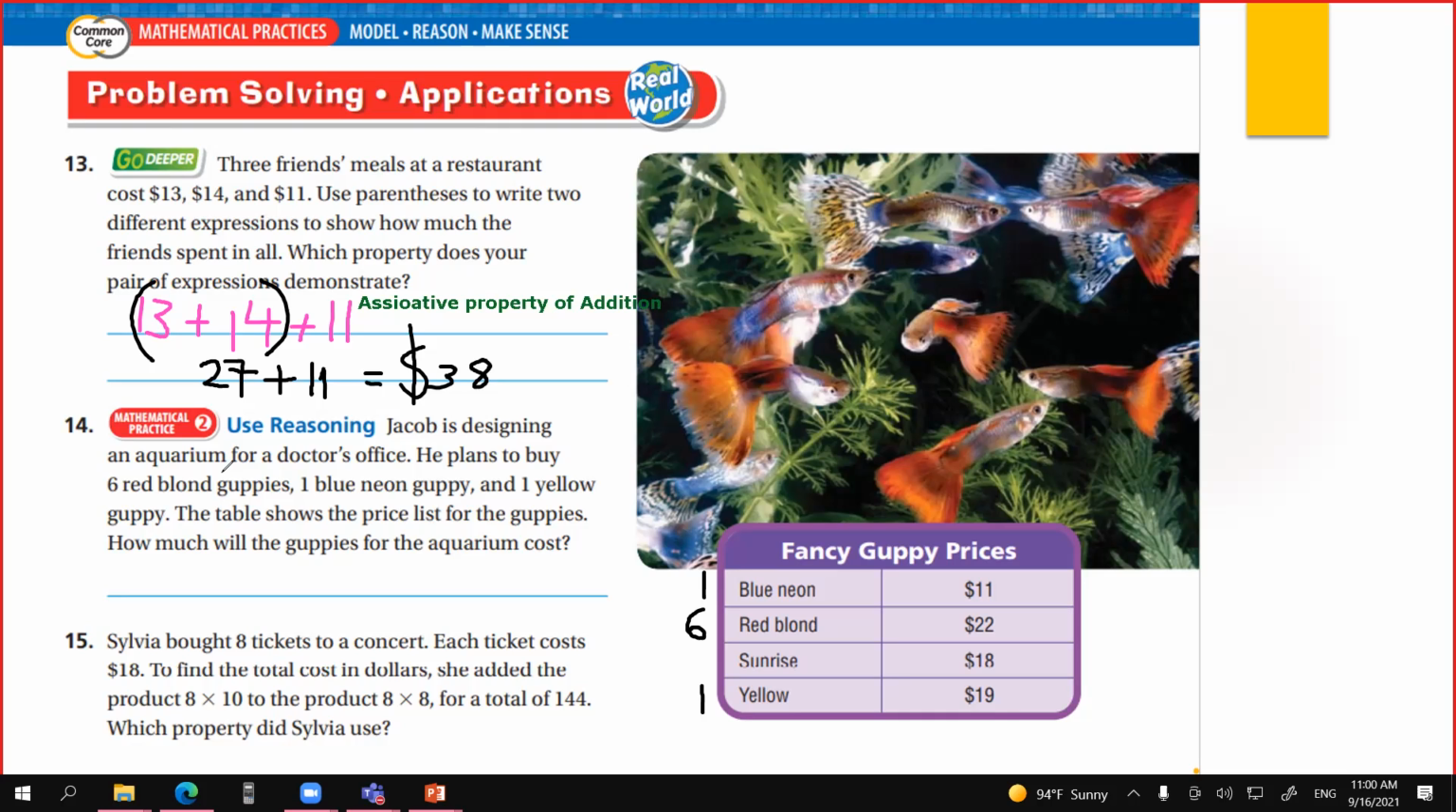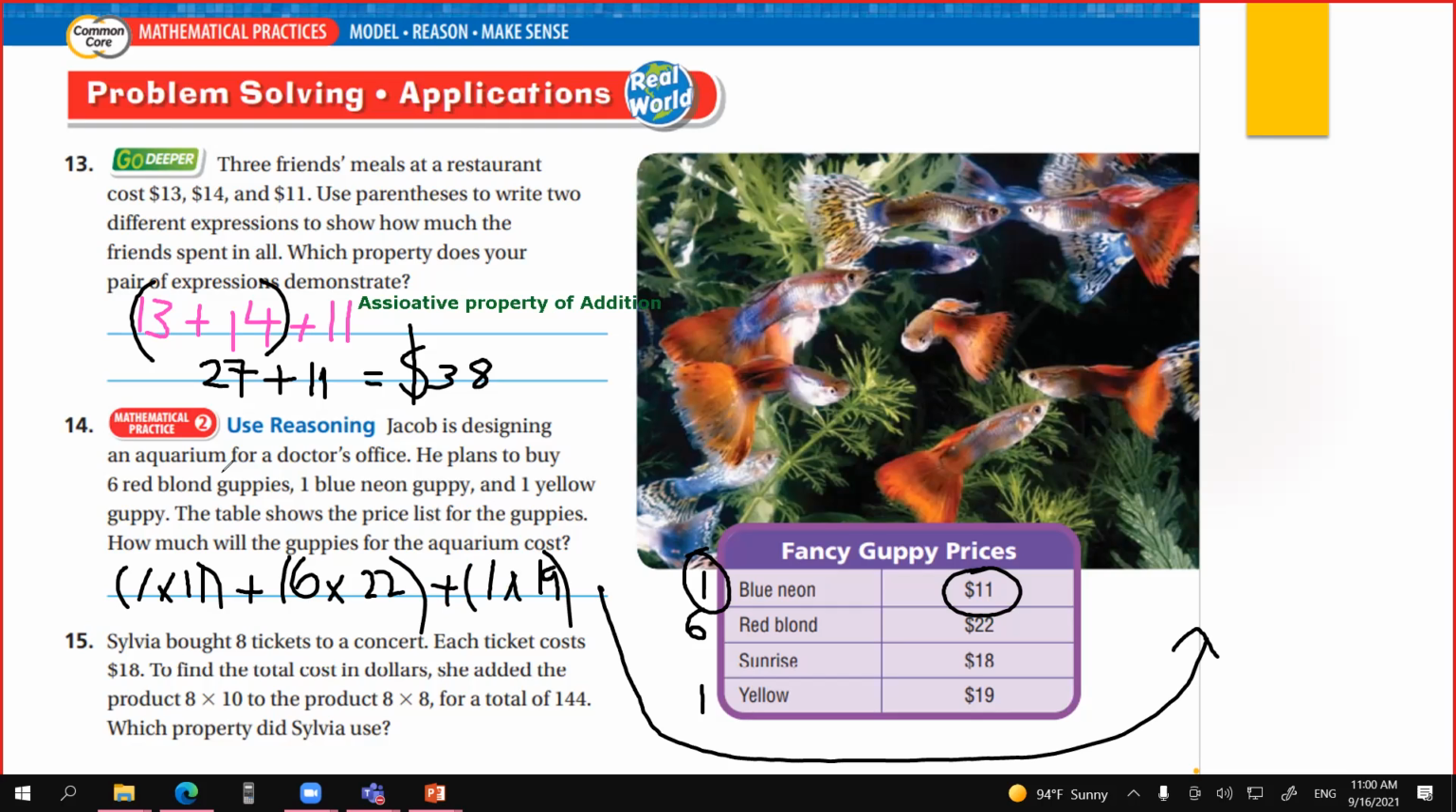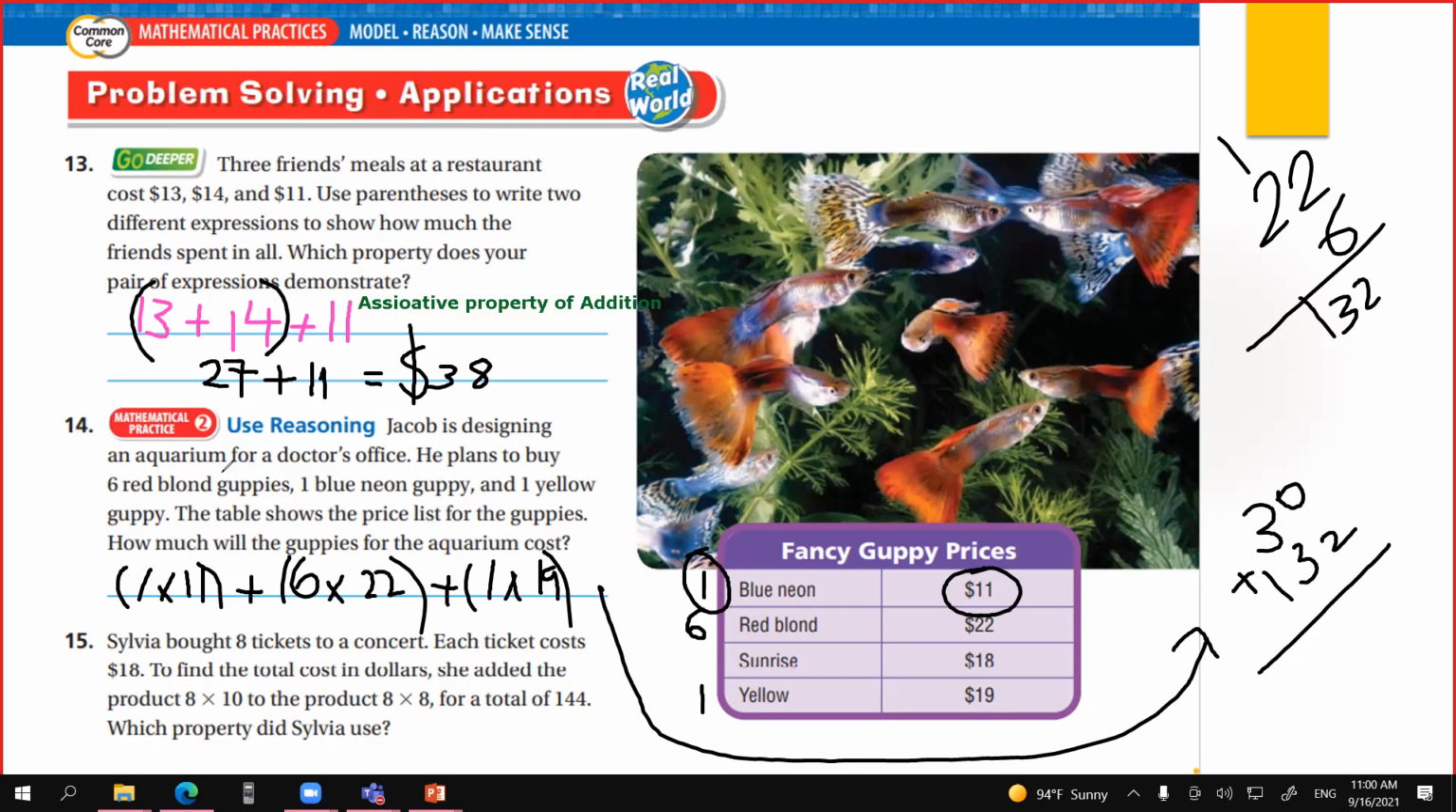So what do you have to do? We have to multiply 1 times 11, plus 6 times 22, plus 1 times 19. Got it? Then you have to find the answer. Here, 11 plus 19 is 30, plus 6 times 22. I will solve it quickly because the period is finished. 6 times 2 is 12, 6 times 2 is 12 plus 1 is 13. So they spent $162.